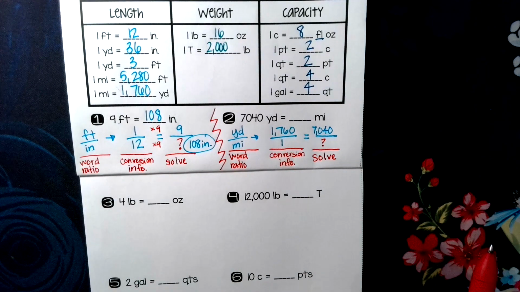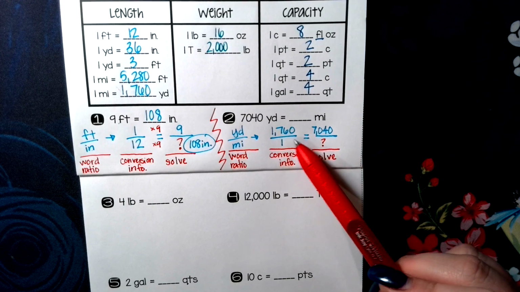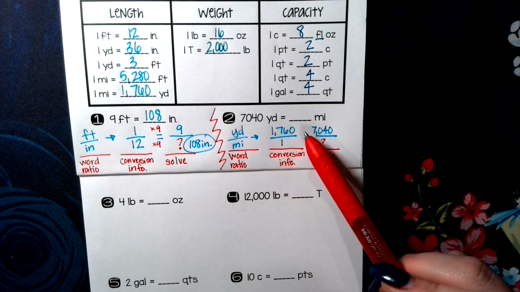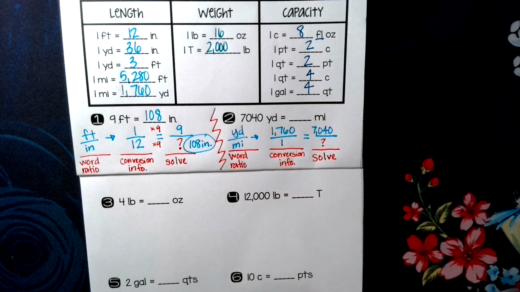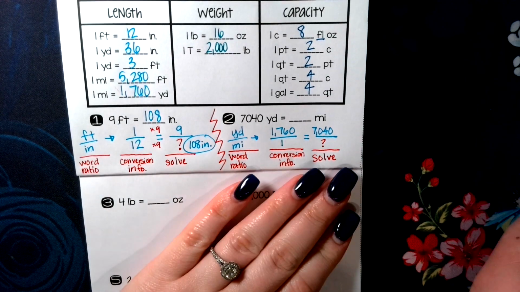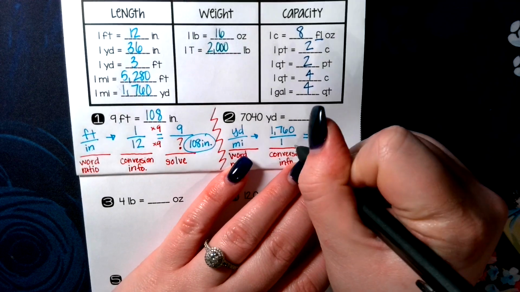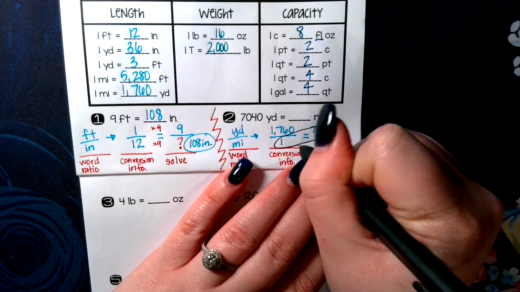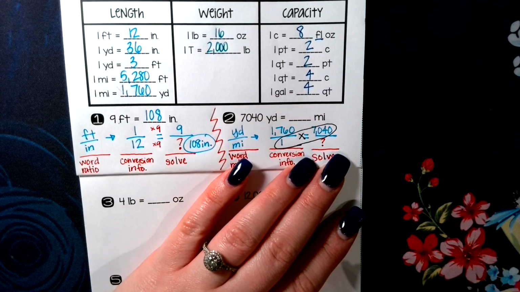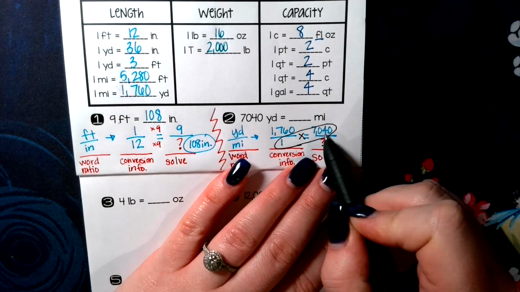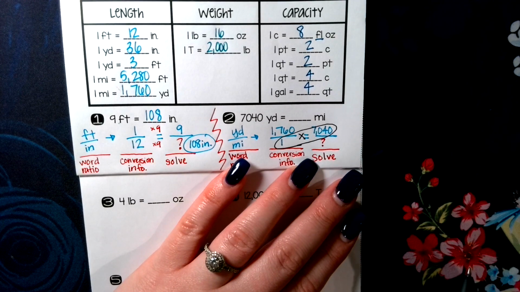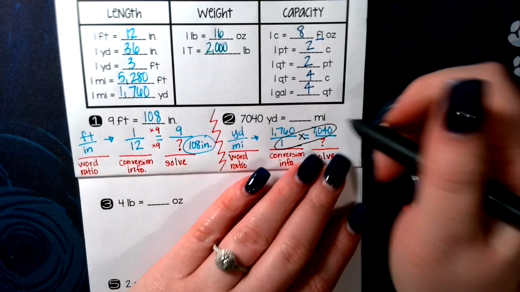So in this situation, it's kind of hard to see 1,760 times what number is going to give me that 7,040. But there's another way that you can solve it. What you can do to solve this problem is you can do butterfly multiplying or cross multiplication. The first thing, you're going to take the numbers that are diagonal from each other and you're going to multiply them together. So I need to take 7,040 times 1. That's going to give me 7,040.